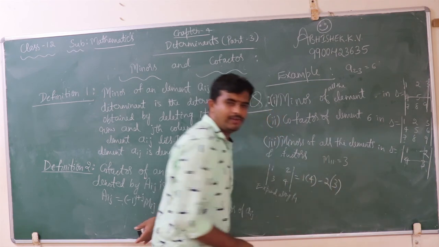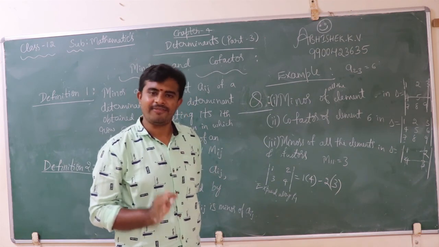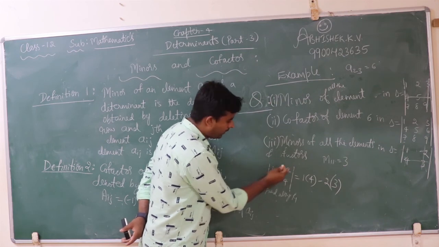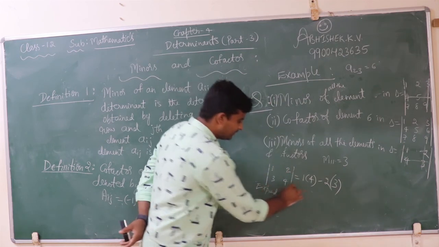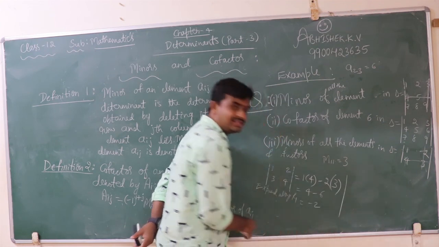So simply, we evaluate the 2 by 2 by taking the product of the diagonal elements minus the product of the anti-diagonal elements. The product of the diagonal elements 4 into 1, minus the product of the anti-diagonal elements 2 into 3. This is equal to what? 4 minus 6, which is equal to minus 2. This is the first part.